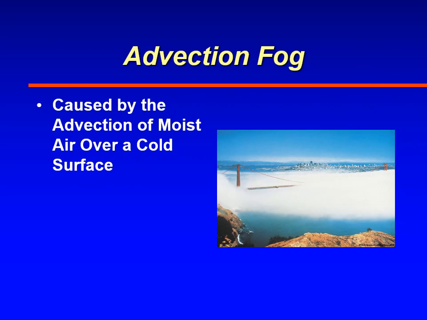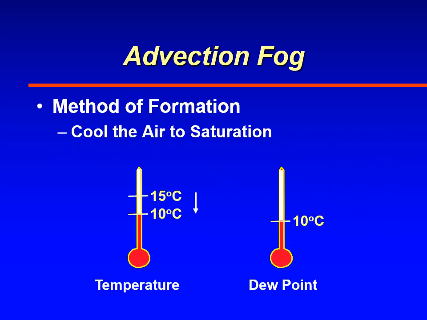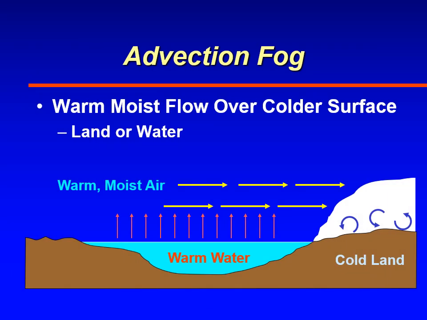Advection fog is another kind of fog that forms, but this one is a result of air moving over a colder surface and reaching saturation that way. So in this case, the temperature goes down to reach the dew point. It does help if you have a warm body of water to give water vapor to an air mass, but that's not always the case.